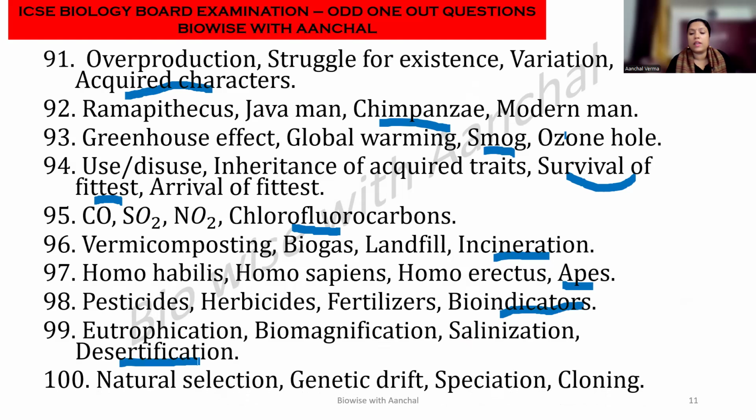Natural selection, genetic drift, speciation, and cloning. Now, natural selection, genetic drift, and speciation are natural processes. Cloning is the artificial method of producing one of its own kind, that is, duplicates. So, the rest are all the natural processes which explain Darwinian theory.